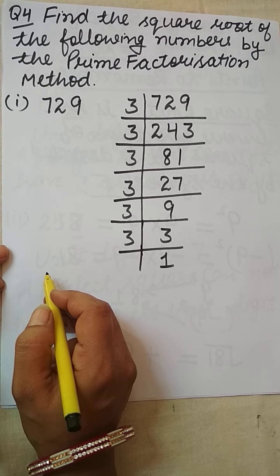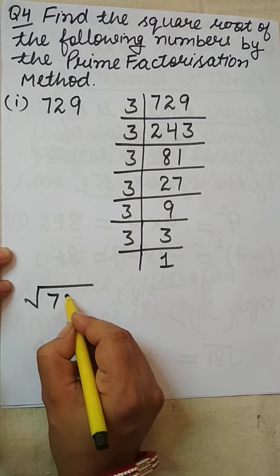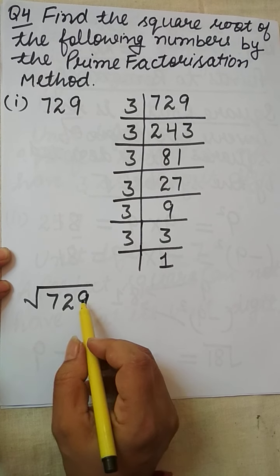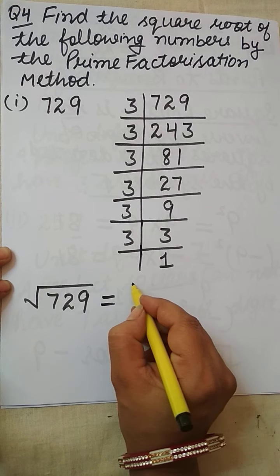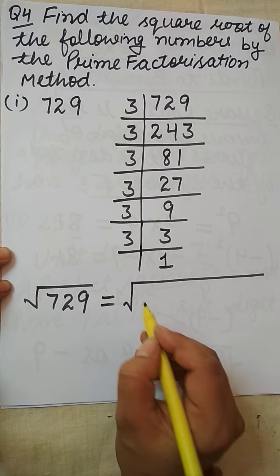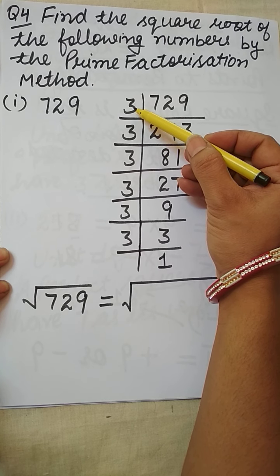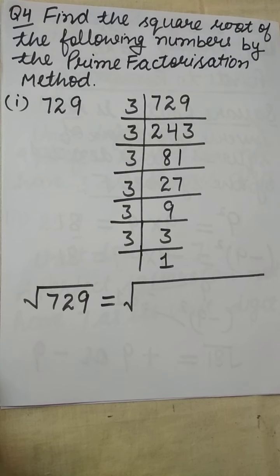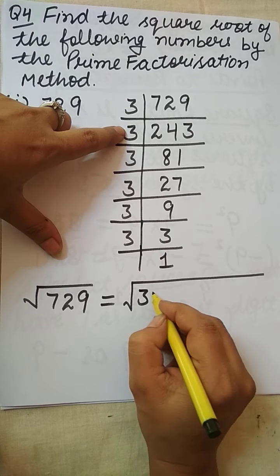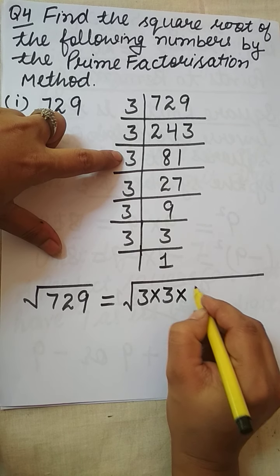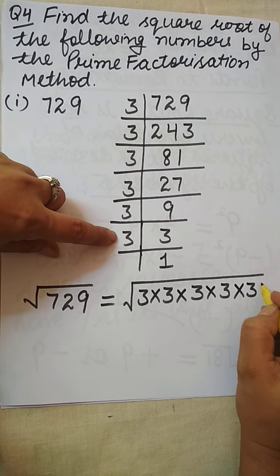Now how to find out the square root? Here I'll write the square root of 729, as I have to find the square root of 729. Now I will write the prime factors of 729. Here you can count how many 3's there are. It is 1, 2, 3, 4, 5 and 6.